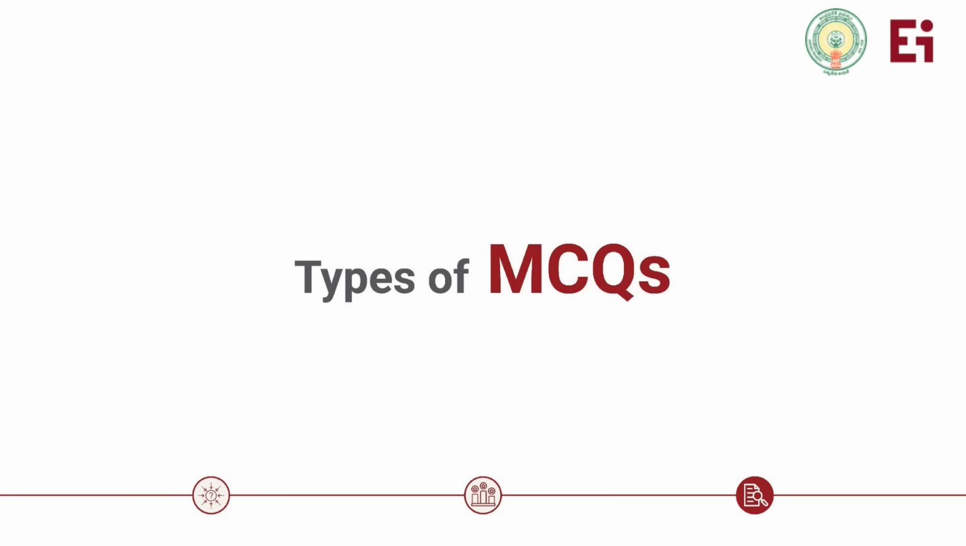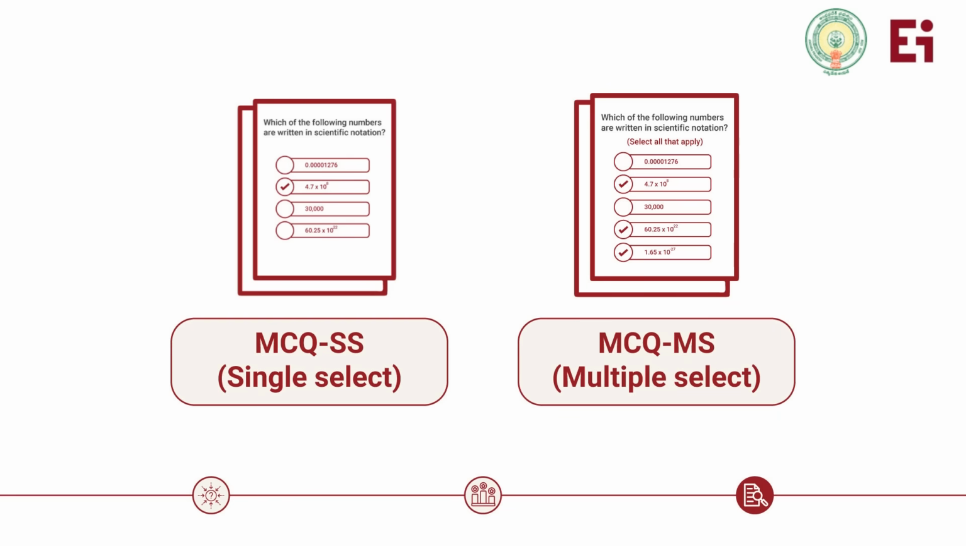Now let us get to know the different types of MCQs. MCQs can be single select or multiple select. Single select means that an examinee needs to select only one option from the given options. Multiple select means that there are multiple correct options and the examinee is required to select all of them.